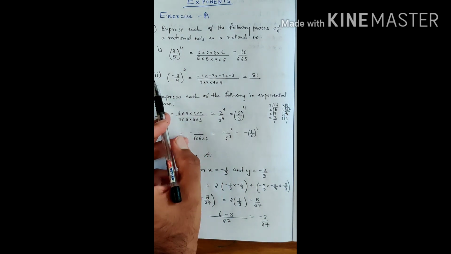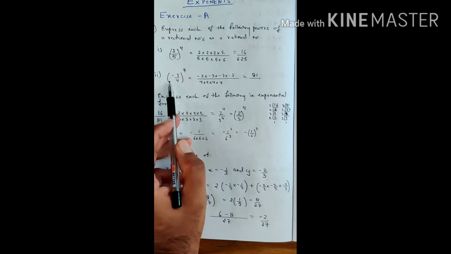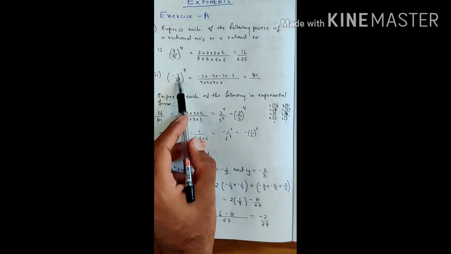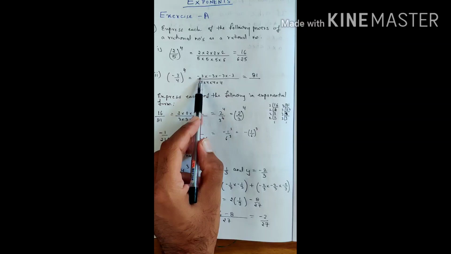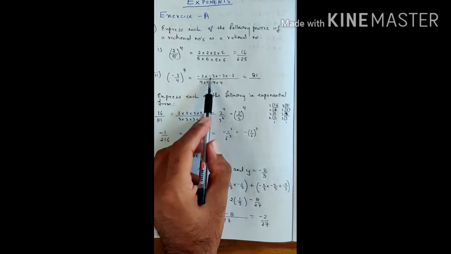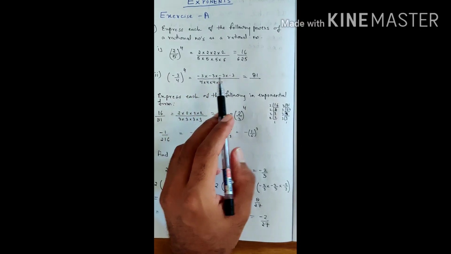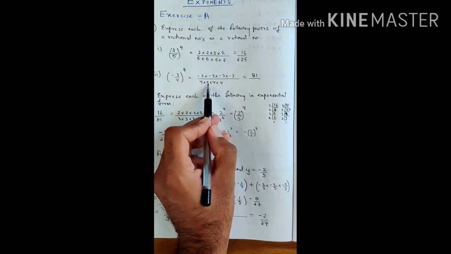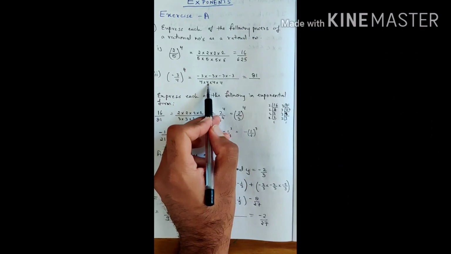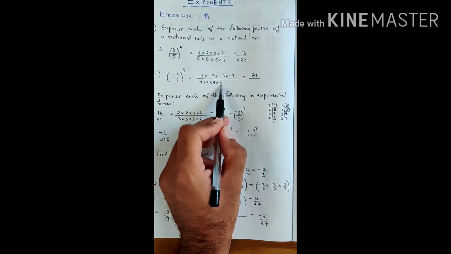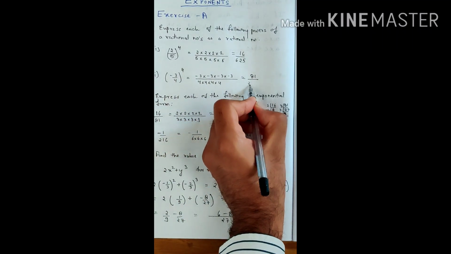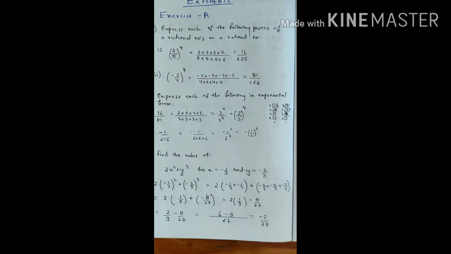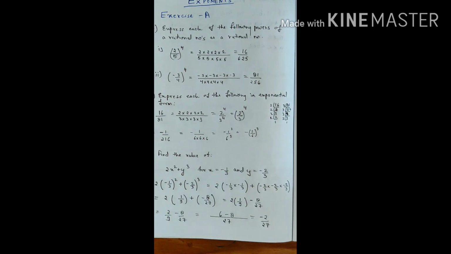Now we'll see one more part of this. Question number 1, third. It is given (-3/4) raised to the power of 4. So again we will write this in expanded form. This will be -3 into -3 into -3 into -3, which will be equal to 81. Similarly here we have 4 into 4 is 16, and 16 into 16, so your result will come to be 256.